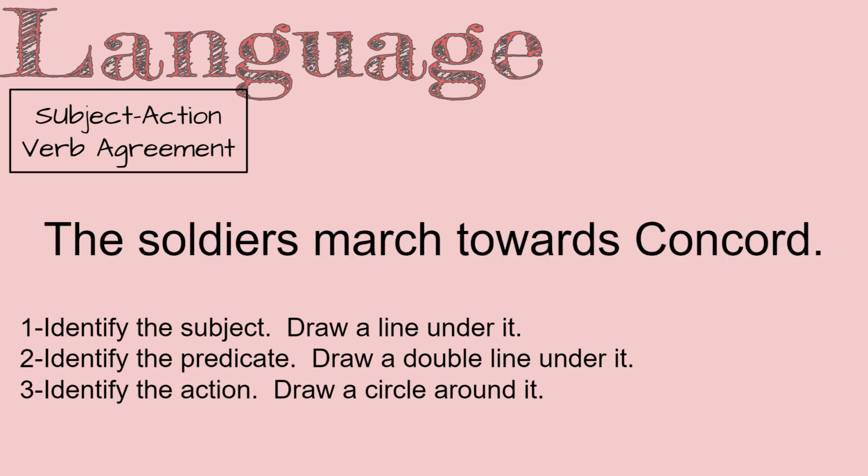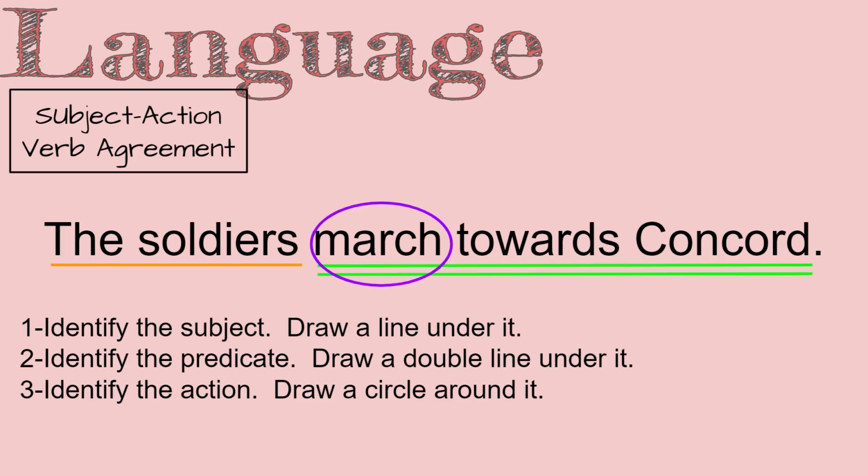I'm going to give you a moment to think through this sentence. The soldiers marched towards Concord. Think about what you would underline as the subject, what you would give a double line for predicate, and what you would circle for the action. All right, you should have said that you would underline the soldiers for the subject, marched toward Concord as the predicate, and the action is marched.